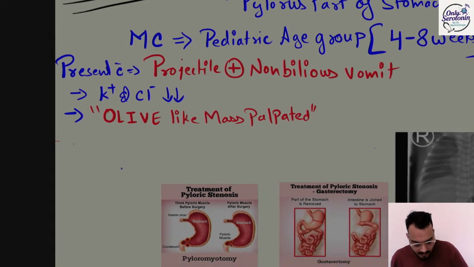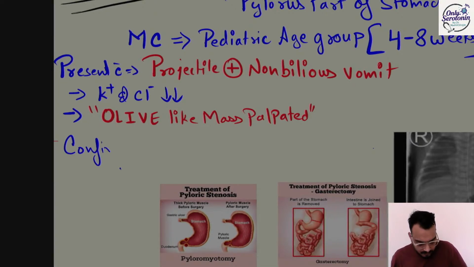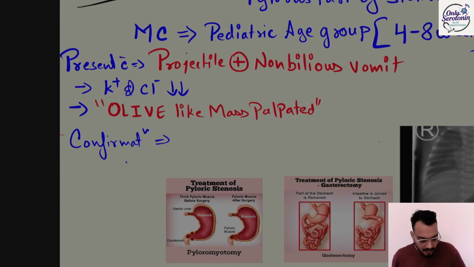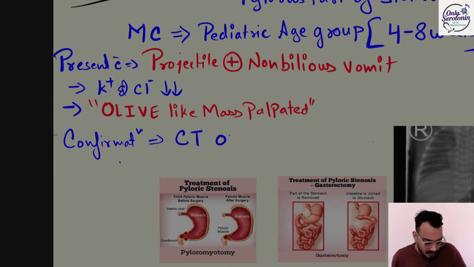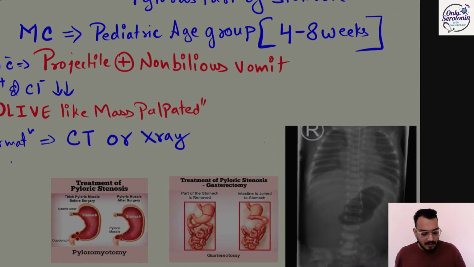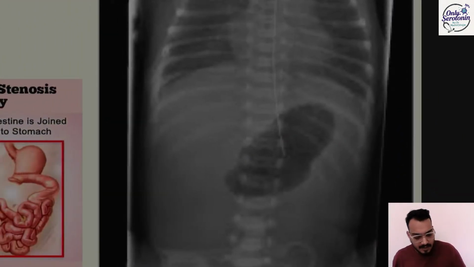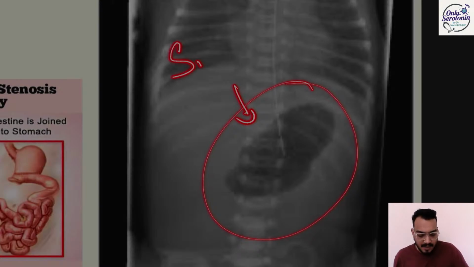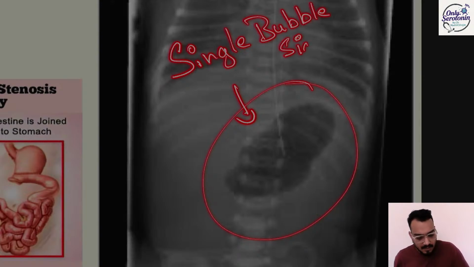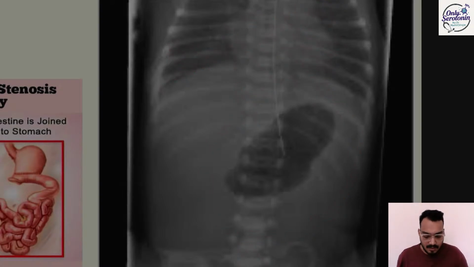For confirmation, you can do either the CT scan or your X-ray. In CT scan or in X-ray, what you are going to find? You are going to find this kind of appearance, and this kind of appearance is known as what, guys? This kind of appearance is known as single bubble sign. Single bubble sign is seen in where? Single bubble sign is seen in pyloric stenosis.